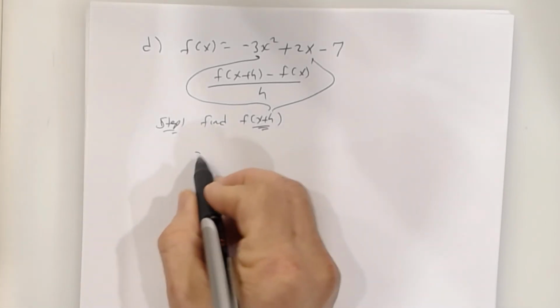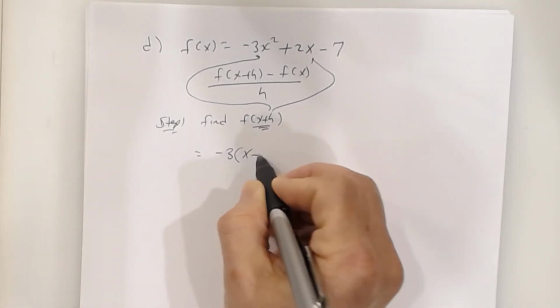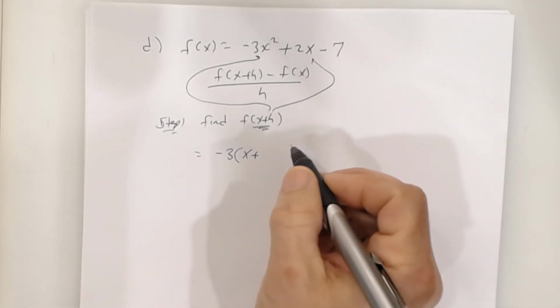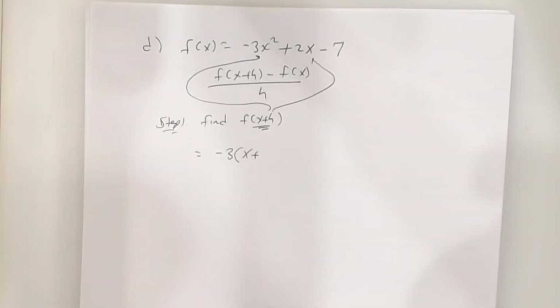So then we get -3 times, in parentheses, what do I put? Oh, I see what you're doing. All right, so that's a good point. What was she putting? She was already remembering that x plus h squared equals what? x squared plus 2xh plus h squared. Okay, that is true.